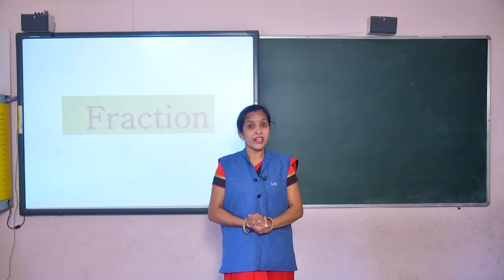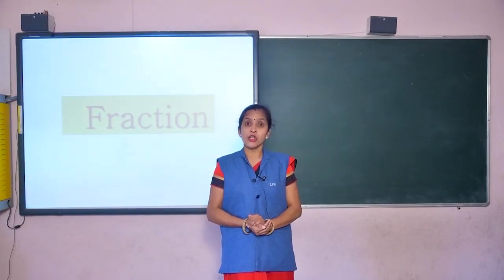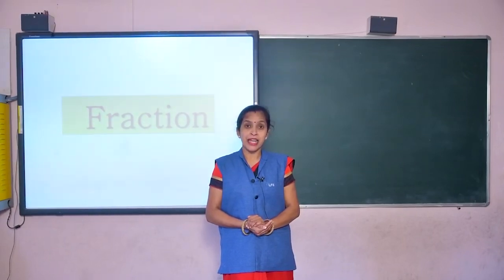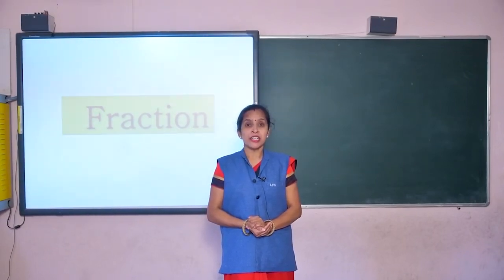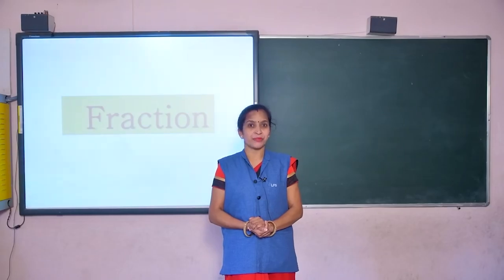There were 7 girls and 3 boys in the orphanage. So what did they do? Gautam cut the cake into 10 equal parts and 7 by 10 parts went to the girls and 3 by 10 parts went to the boys. So what do you mean by this 7 by 10 and 3 by 10? Children, this is called a fraction. So let's start our topic, that is fraction.